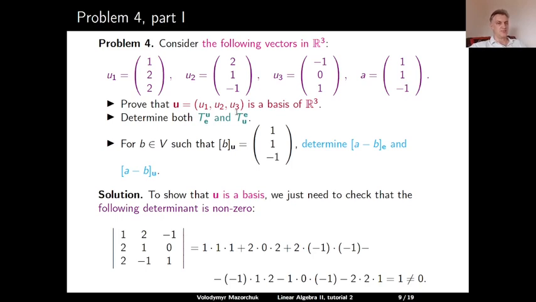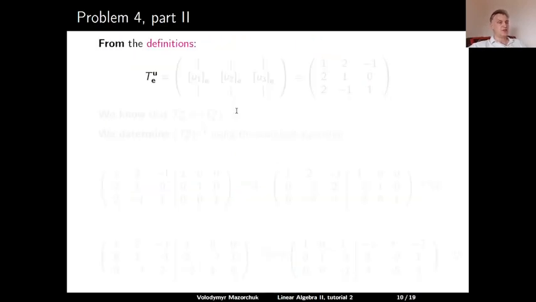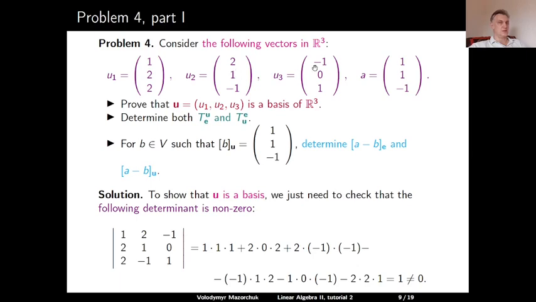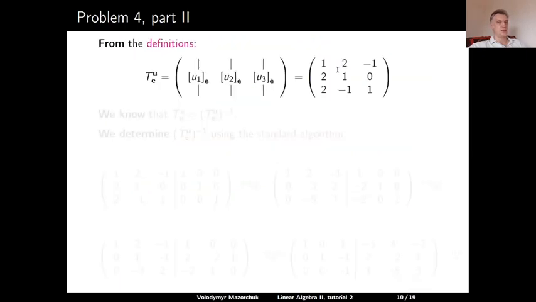in R3. From the definitions, the transformation matrix from the standard basis to the basis U consists of the columns giving the coordinates of U1, U2, and U3 in the basis E, in the standard basis. So we just take those coordinates from the formulation of the problem and write them as columns in the matrix. So this transformation matrix from the standard basis to U is a matrix 1, 2, 2, 1, minus 1, minus 1, 0, 1, read column-wise.